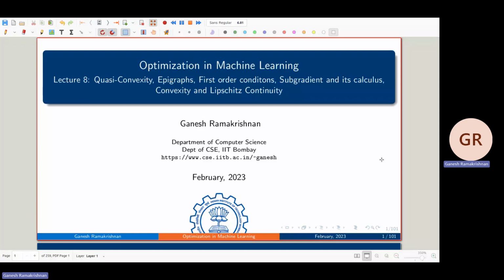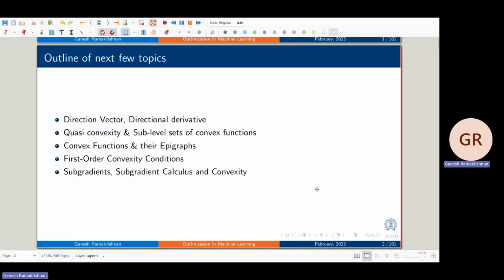All of this starts making sense when you look at first order conditions of convexity, subgradient and its calculus. Proofs we are not doing in the class much, but the intuitions is what we'll focus on. Then we'll move on to other concepts like Lipschitz continuity and so on. This is the outline, which I just have in the title. So let's delve into the homework problem we had with respect to quasi-convexity.